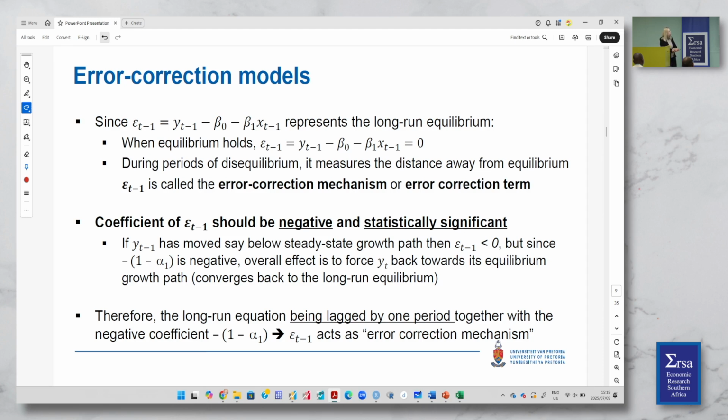Why should the coefficient be negative? When we are in a position of positive disequilibrium, that negative parameter will bring us back to equilibrium. If we're in a negative position of disequilibrium, that parameter that's negative will bring us back to the equilibrium from a negative position. Help us to converge back.